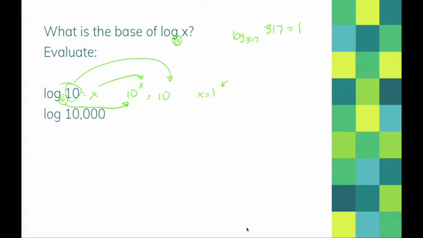Okay, what about log of 10,000? So again, set it equal to x. Our base is 10, our power is x, equal to 10,000. What power of 10 is that? Count the zeros. 1, 2, 3, 4. X is 4.